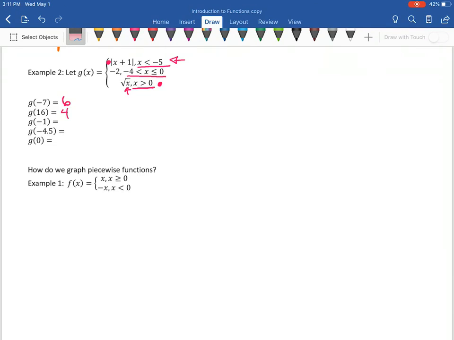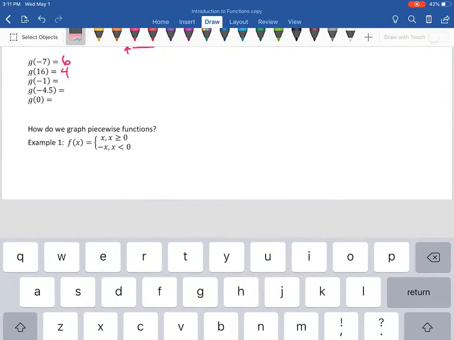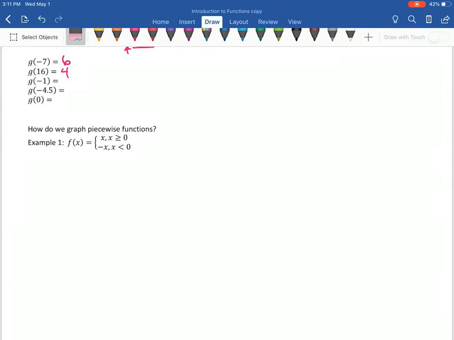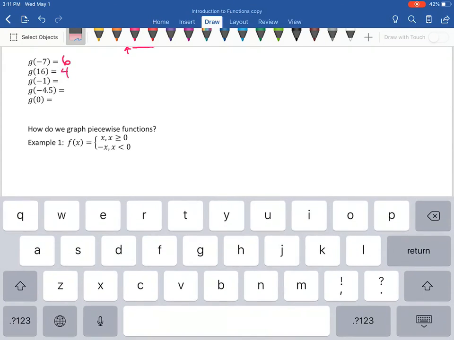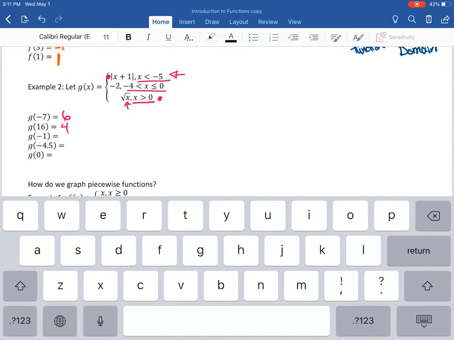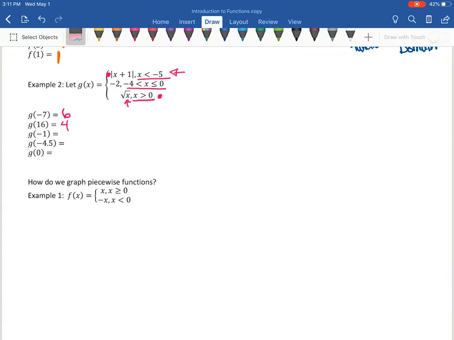The next example is g of -1. Let me fix this. Here we go. Okay, g of -1. -1 falls on the second interval, where -1 falls between -4 and 0. So I'm going to plug it into this function. Now this is just the constant function -2. So it's just going to be -2.